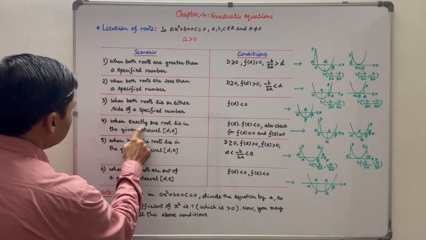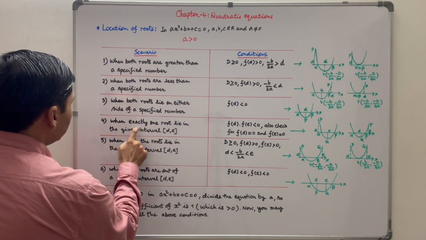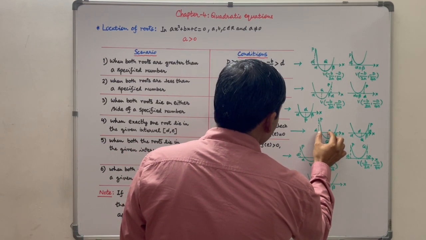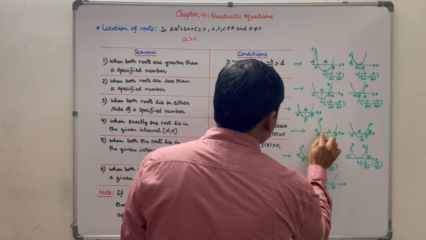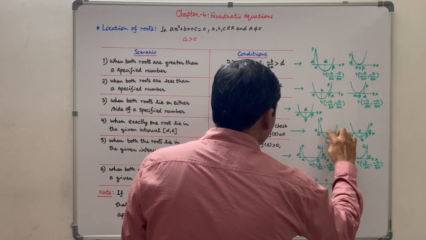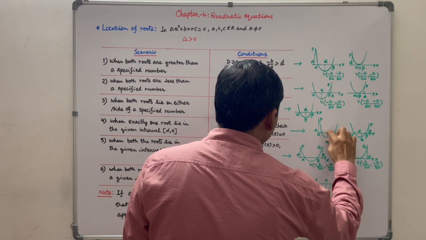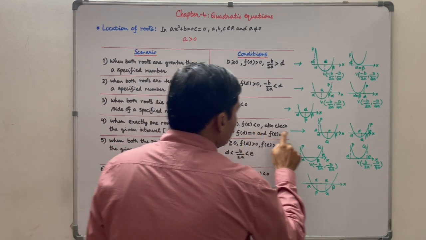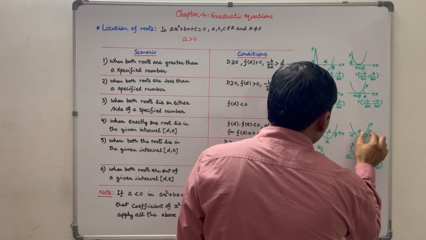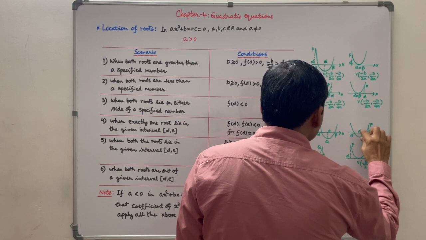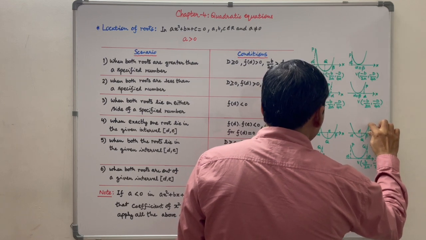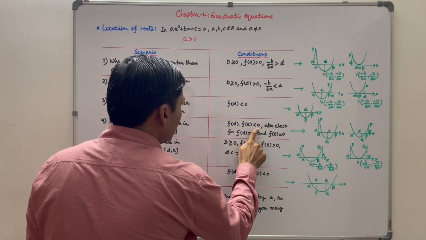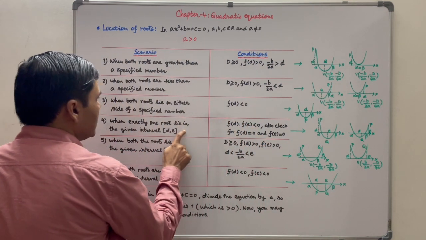Scenario 4. When exactly one root lies in the given interval d, e. Suppose this is the given interval. Root alpha lies in this interval. So Fd is positive and Fe is negative. Their product will be negative. So Fd into Fe is less than 0. Suppose root beta lies in this interval. So in this case, Fd is negative and Fe is positive. Again, their product will be negative. So Fd into Fe is less than 0 is the only condition in this scenario.